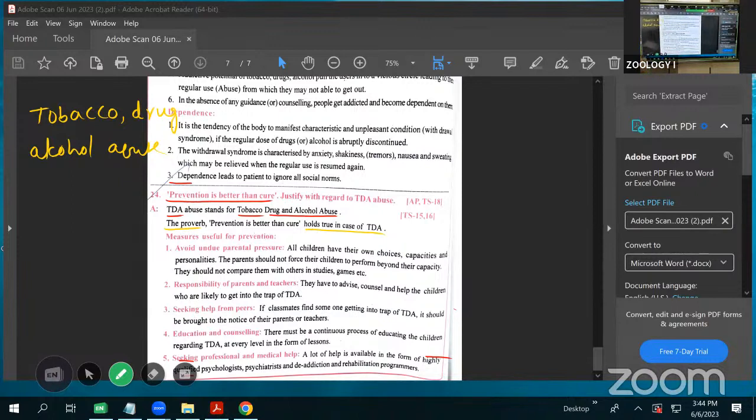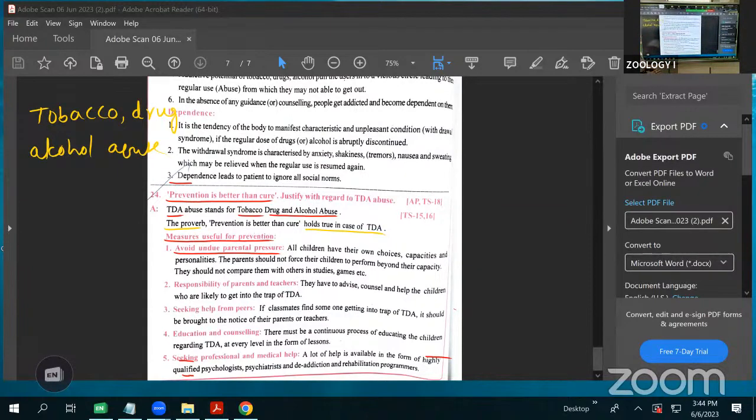What measures are useful for the prevention of this TDA? The measures useful for prevention. There are a total of 5 important headings in prevention is better than cure. This proverb holds true in the case of TDA, and 5 measures will be there for the prevention of this. The first one is called avoid undue parental pressure.